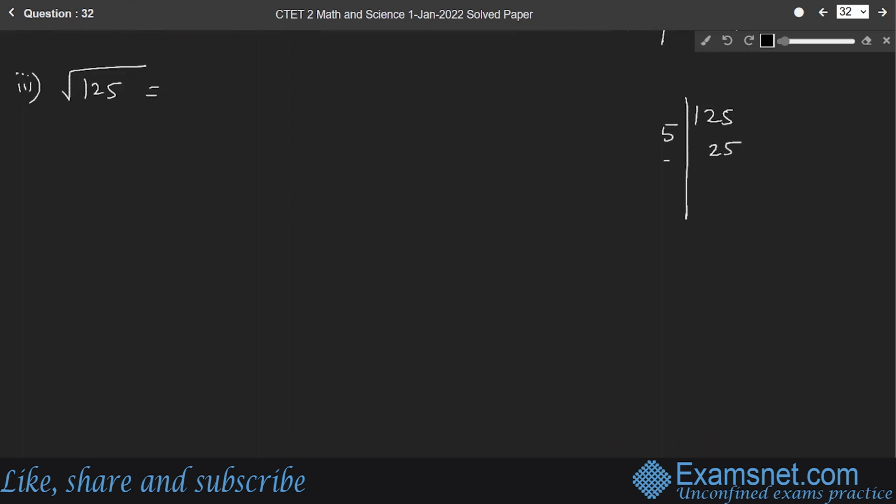So 5 into 25, 5 into 5, 5 into 1. That is square root of 5 into 5 into 5. That is 5 root 5.